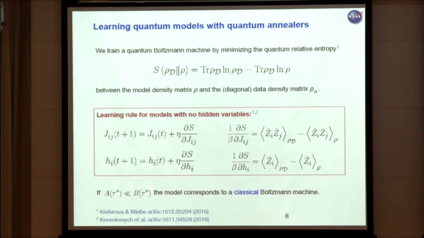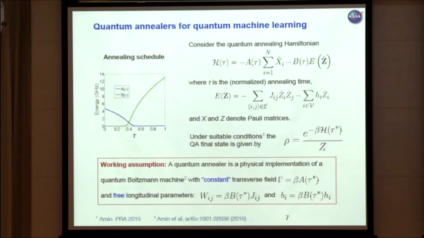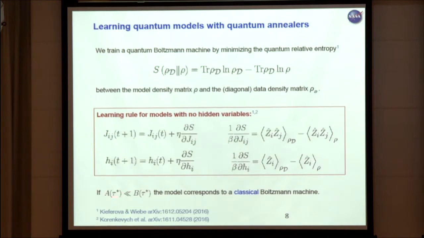Okay, so when these two terms of the annealing schedule satisfy this condition at the freezing point, then this essentially leads to a classical Boltzmann distribution. I described this in previous talks. So this could be the case in our experiments. We don't know. But what I want to stress is that the learning rule with which we train the quantum annealer is general, more general than classical Boltzmann machines.